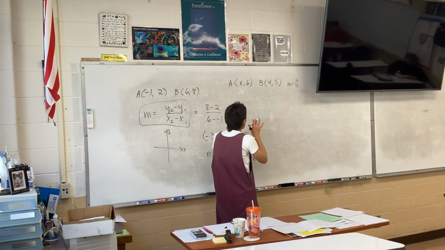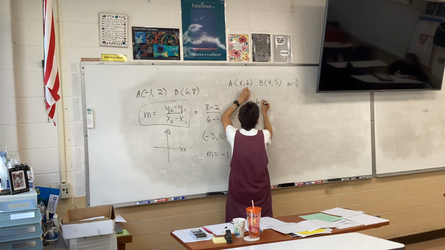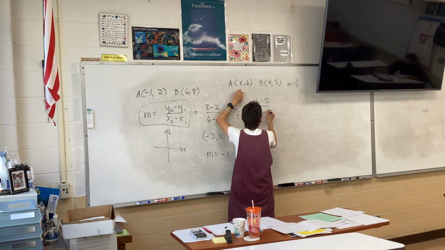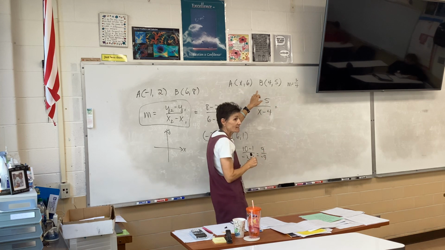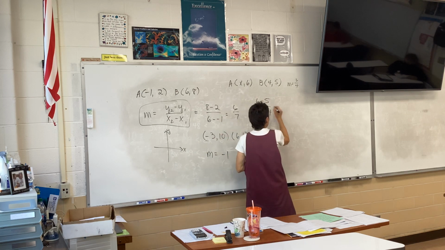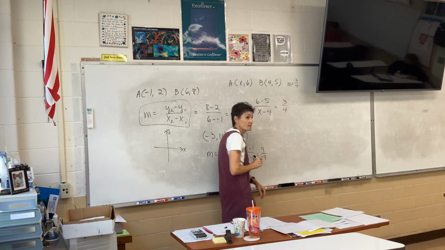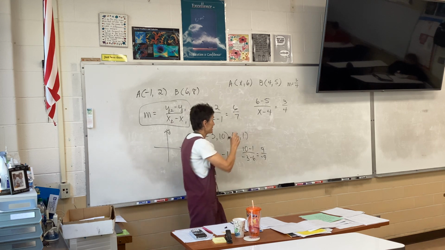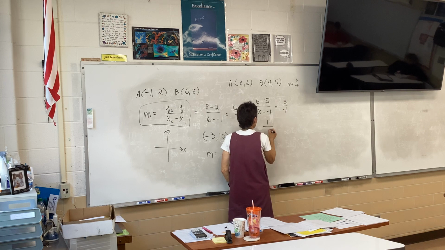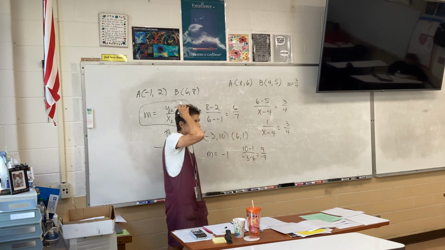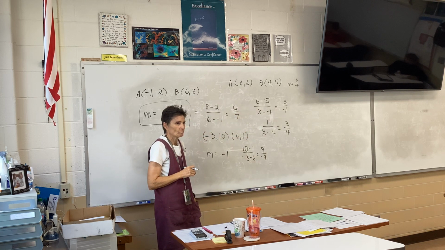So in other words, if I do 6 minus 5, that's y minus y, over x minus 4, wouldn't that be how I would find slope? Y minus y, x minus x? But I know that the slope equals 3/4. So what's 6 minus 5? So 1 over x minus 4 equals 3/4. Anybody know how to solve that? How do we solve something like that? What do we do?